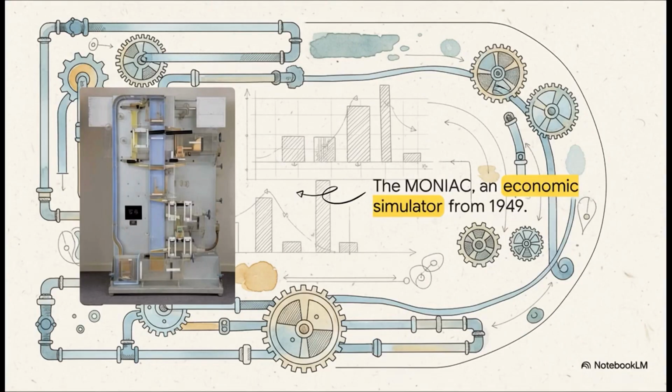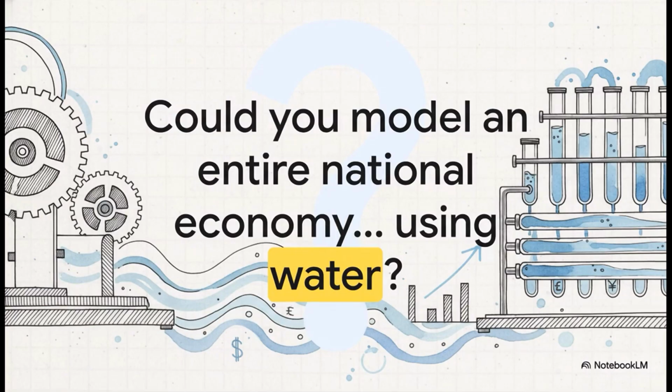Okay, let's just dive right in. Take a good look at this thing. It might look like some kind of weird plumbing experiment, maybe some abstract art, but what you're actually looking at is a computer. A computer from 1949 that's over 2 meters tall and used flowing water to model the entire economy of a country. I mean, seriously, could you do that?